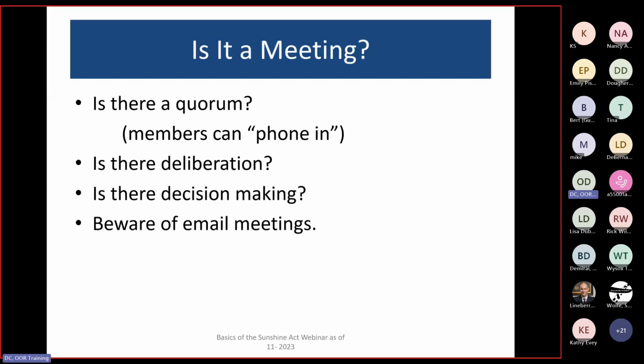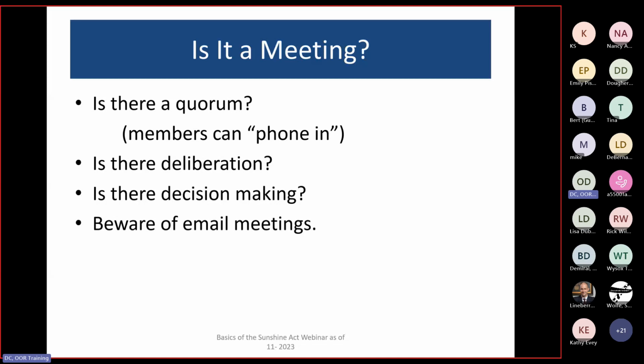Let's answer the question, is it a meeting? Okay. Sometimes people will call the office and say, I saw three of our township supervisors having breakfast the other morning at the local restaurant. Isn't that illegal? Well, no, not necessarily. It depends on what they were talking about. Maybe they were just talking about the weather, their kids, the girls' softball team, who knows? But a couple of questions need to be answered before you can make any sort of conclusions. First off, is there a quorum?